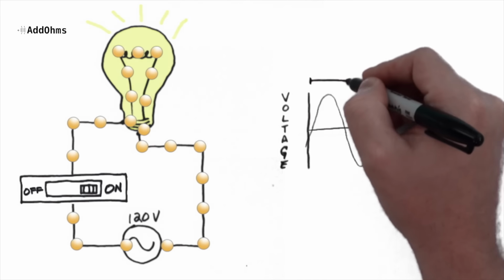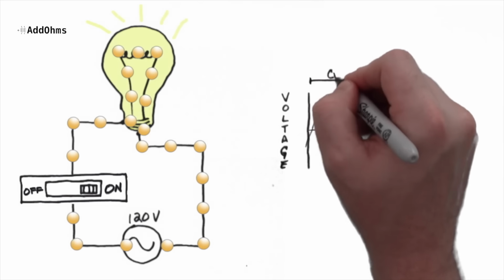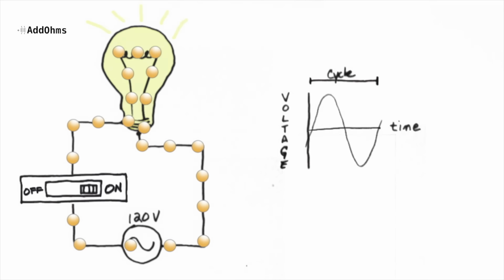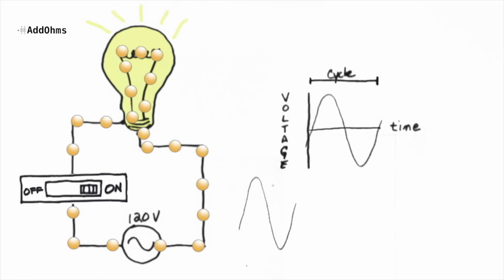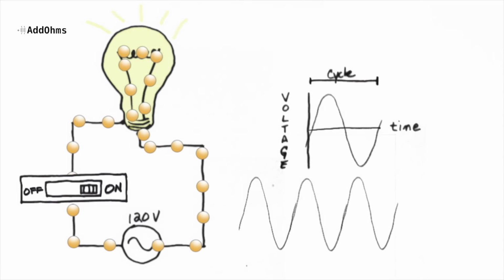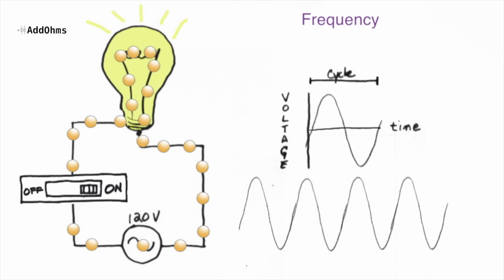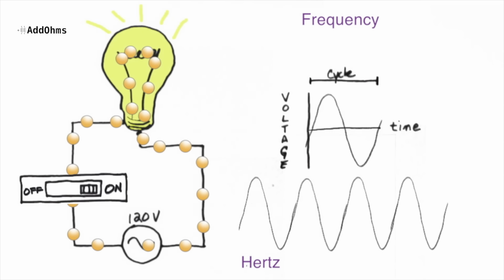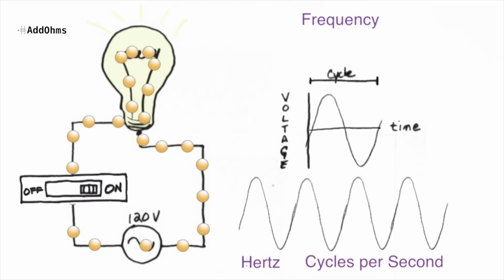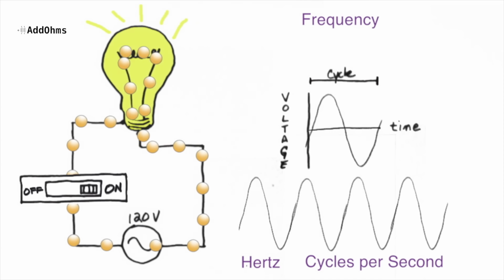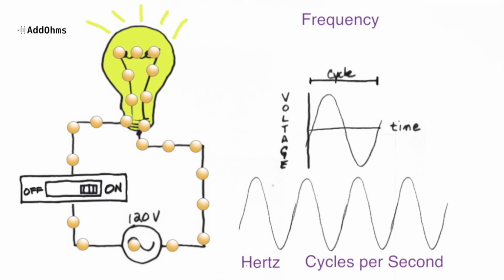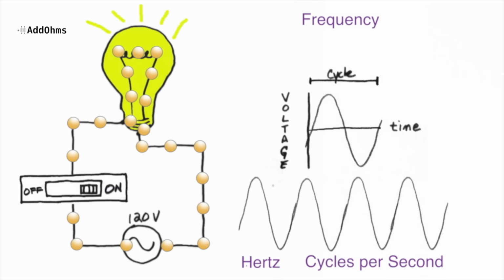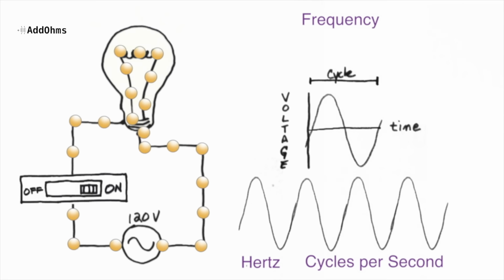Okay, we need to define a couple of things. First is, the change from start to finish is called a cycle. The rate at which the cycle repeats is frequency. Now, frequency is measured using the unit hertz, which means cycles per second. Different parts of the world use different frequencies for their AC systems, and it can either be 50 or 60 hertz. What this means is in 1 second, the cycle will repeat itself at least 50 times.